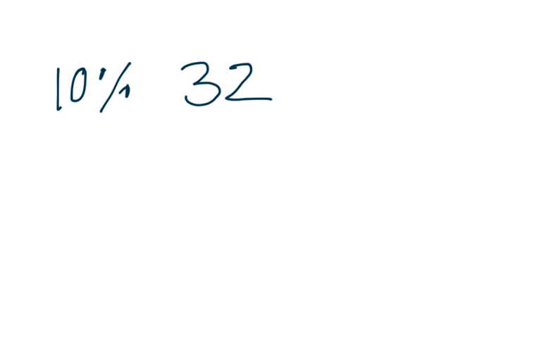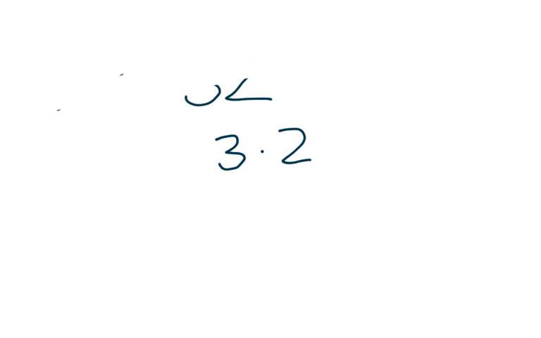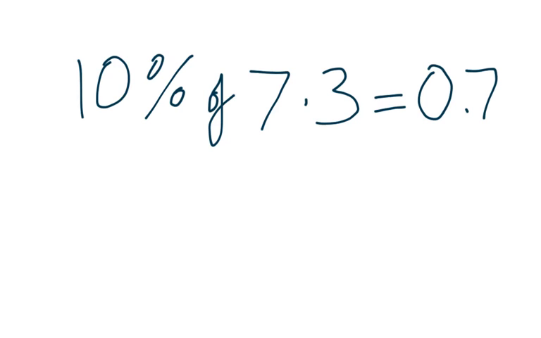Okay, we can do that with all sorts of numbers. 32, if we want 10% of 32, I would need to divide 32 by 10. That would be 3.2. If I wanted 10% of, let's do a trickier one, 10% of 7.3, which means it's already a decimal. I've still got to move the one place to the right, so I would end up with 0.73.